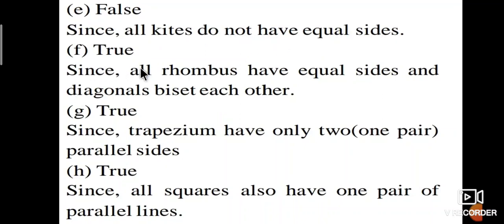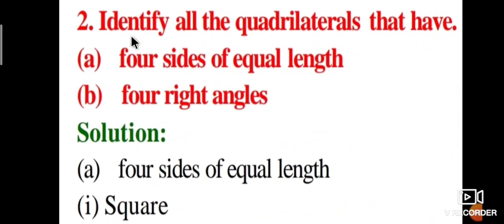The next one is true, since all rhombuses have equal sides and diagonals bisect each other. The next one is true, since a trapezium has only one pair of parallel sides. The eighth one is true, since all squares also have one pair of parallel lines.